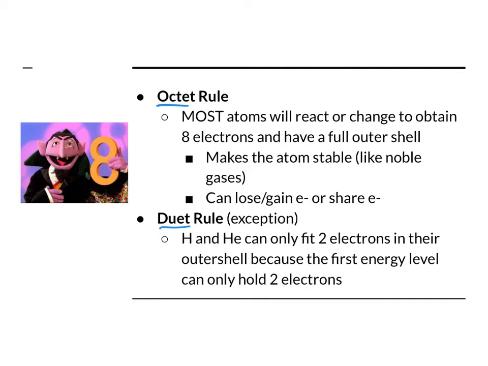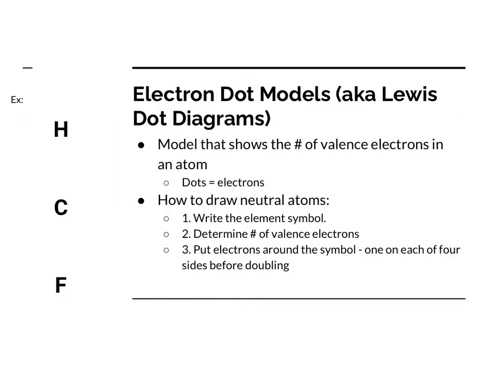So recall that hydrogen and helium are in period 1, which means that they're in energy level 1. And that energy level can only fit 2 electrons in that outer shell, because it only has that 1s orbital and sublevel. So knowing the valence electrons, we can then draw electron dot models, also known as Lewis dot diagrams. You might hear those interchangeably called different things, but basically we're going to show the number of valence electrons in the atom by using dots.